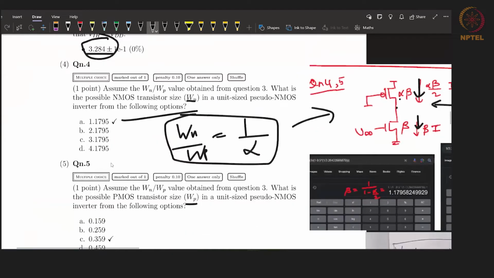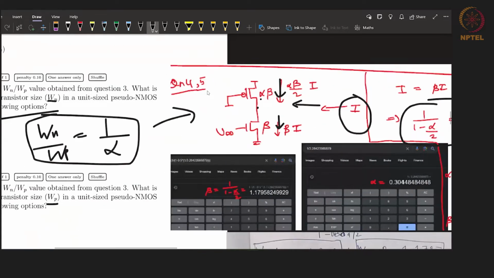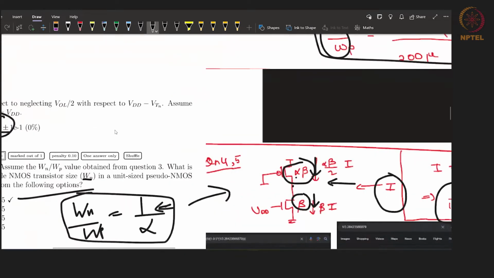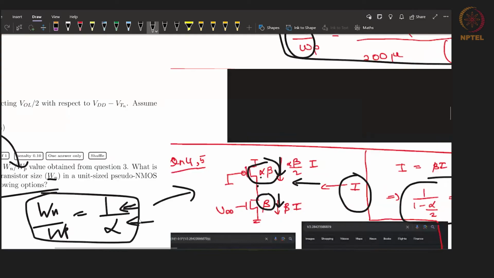Now, question number 4. So, assuming that Wn by Wp is found from question 3, right? So, Wn by Wp is a particular value, which is 3.284. Now, for questions 4 and 5, let's assume that the size of the PMOS is alpha beta and that of the NMOS is beta. In some way, we are saying that Wn by Wp, which is 1 by alpha, is what is known from here.